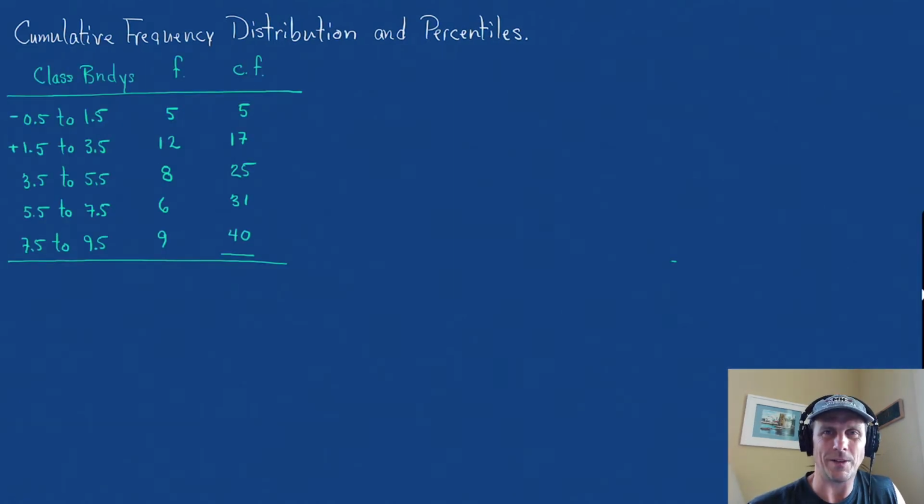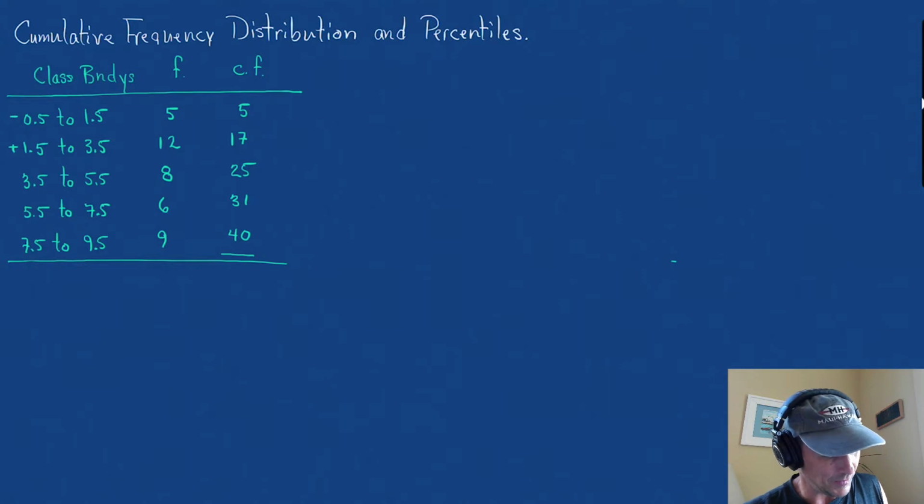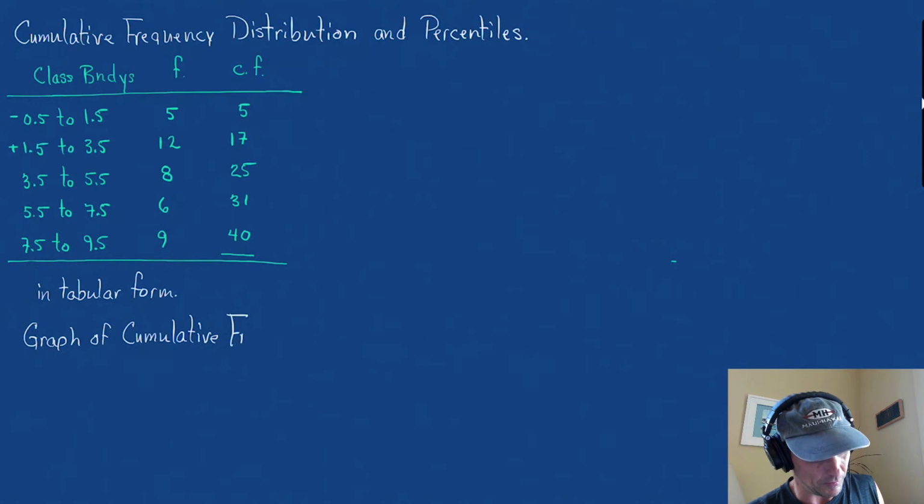Okay, here we go. Let's graph this. So remember, this is tabular form here. So I'm going to grab another color. This is frequency distribution. This is in tabular form, or table. All right, so now let's graph it. We're going to do a graph of cumulative frequency. And there's a reason for this, cumulative frequency.